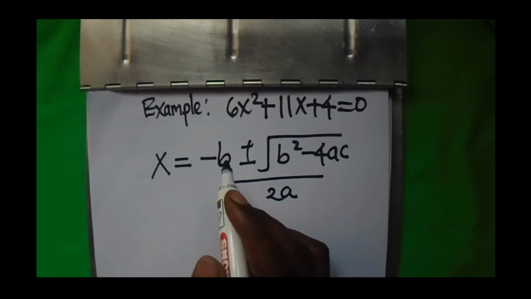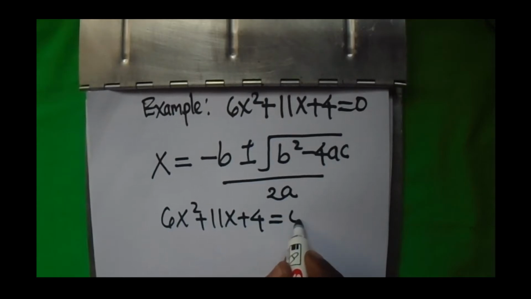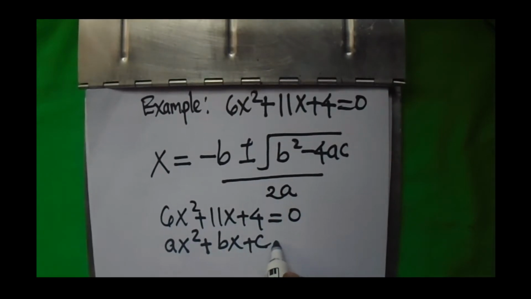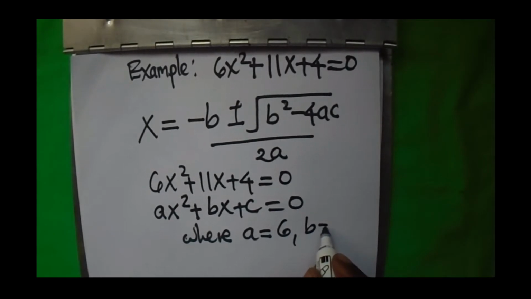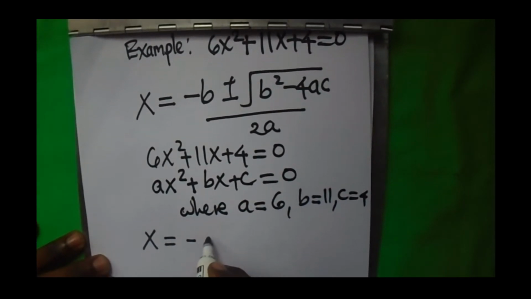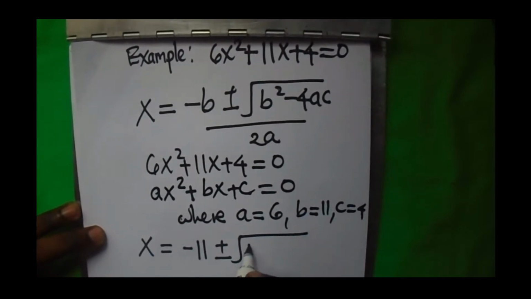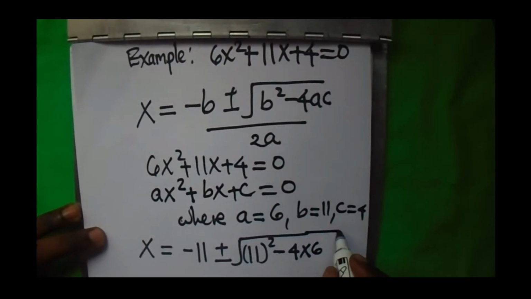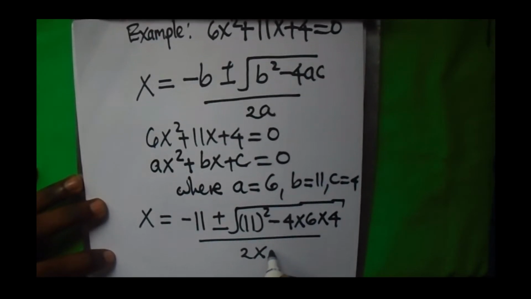From our example, 6x squared plus 11x plus 4 equals 0, we can compare this with the general quadratic equation ax squared plus bx plus c equals 0, where a equals 6, b equals 11, and c equals 4. Then from the general formula, x equals negative 11 plus or minus the square root of 11 squared minus 4 times a, which is 6, times c, which is 4, over 2 times a, which is 6.